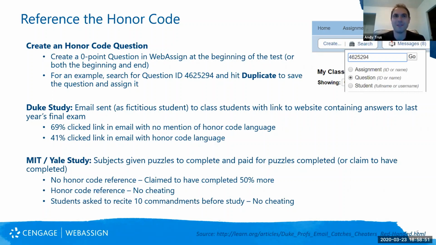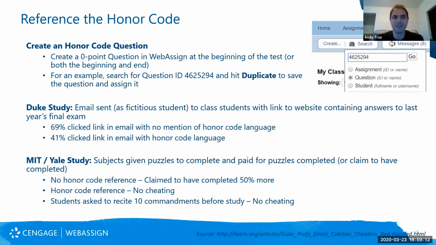Now, 50% of the students who received this email also received a mention in the email that said, you might want to refer to the university honor code prior to doing this. The other 50% of the emails did not see that. And you can see from the data, there was a large difference in the percentage of students who opened the email and clicked the link when the honor code was mentioned versus wasn't mentioned.